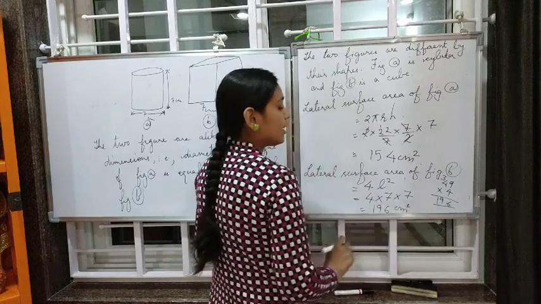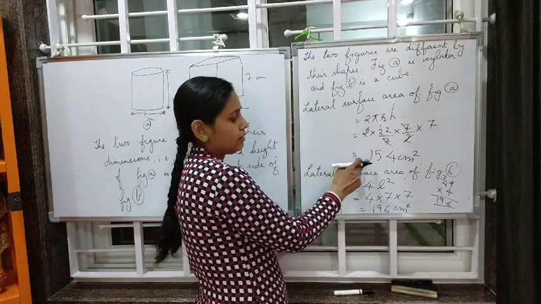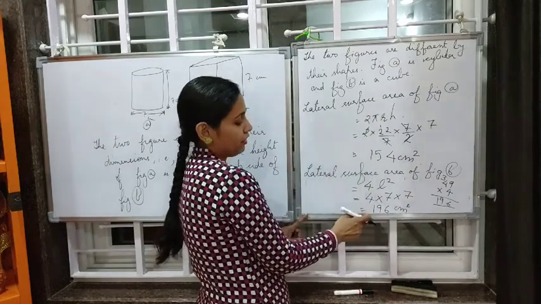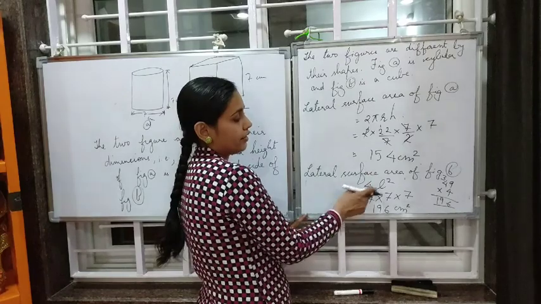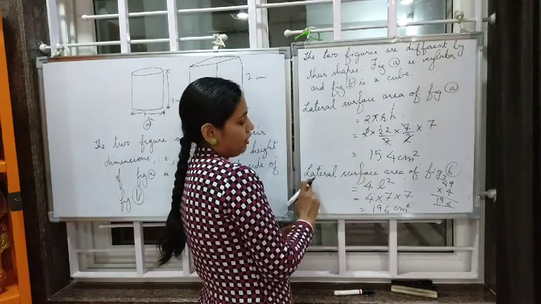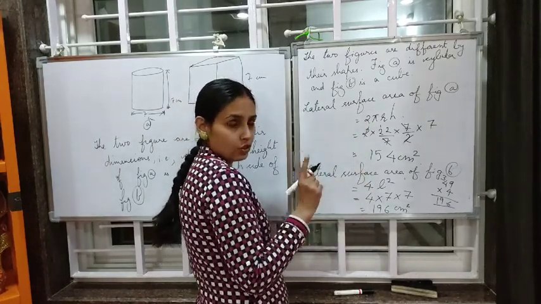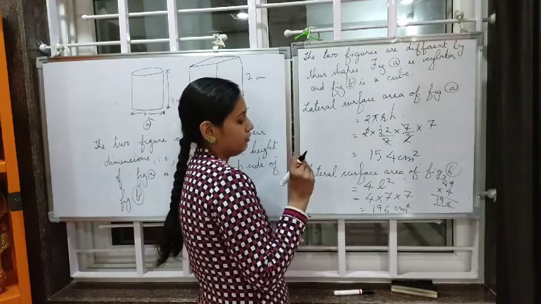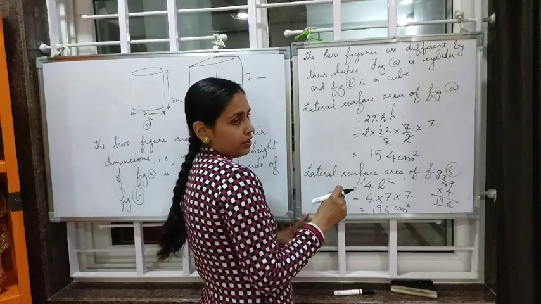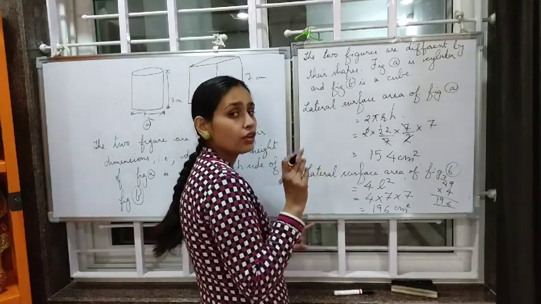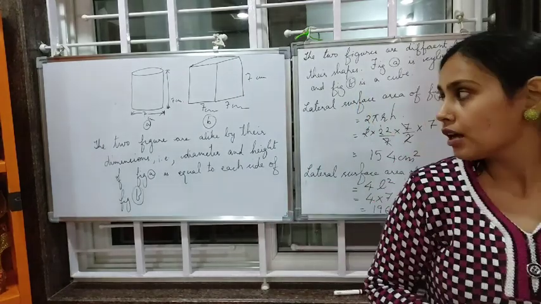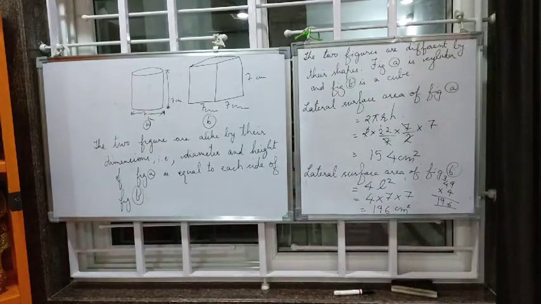So children, whose lateral surface area is larger? Is it the cylinder, that is figure A, or figure B? Since 196 is greater than 154, the lateral surface area of figure B, that is the cube, is larger. So here you can write, hence the lateral surface area of the cubical box is larger. This completes question number 6.